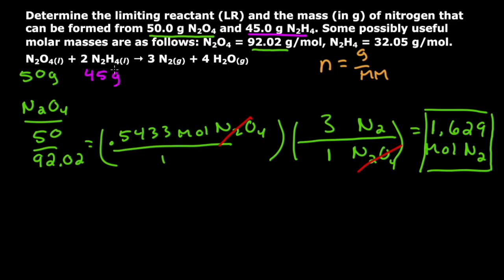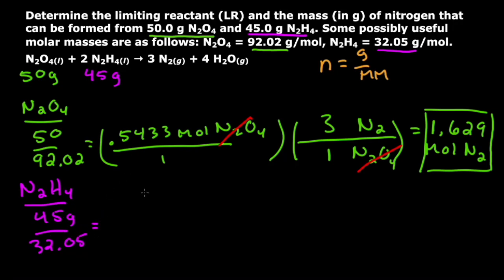But we have this N2H4 right here, and we need to figure out how much of product this one can make if we have 45 grams of this one. So I'll do the N2H4 here, and we have 45 grams of this chemical. What I'll do is divide by the molar mass, which is right here, 32.05. And so when I divide these two, I'm going to get 1.4, and that will be moles of N2H4.